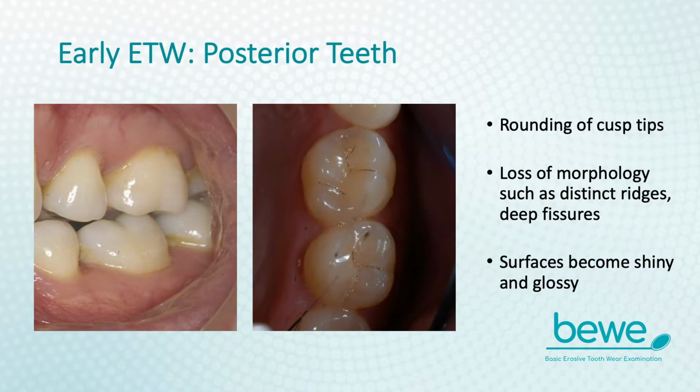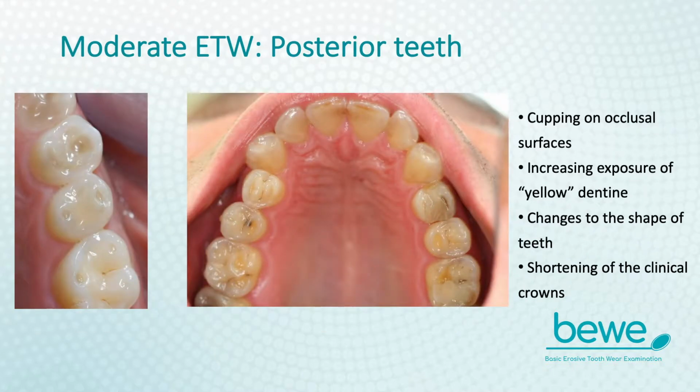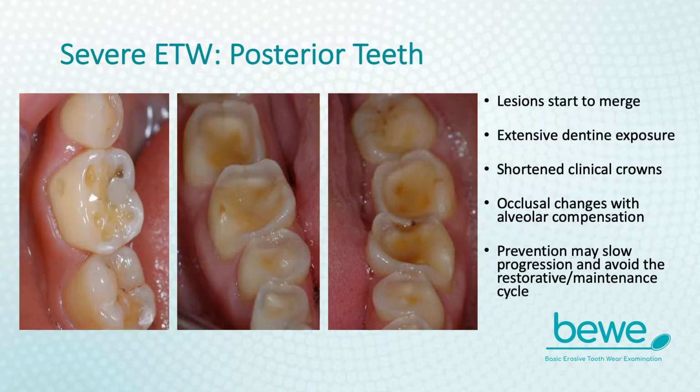Signs of erosive tooth wear on posterior teeth are rounding of the cusp tips, loss of morphology, and surfaces that become shiny and glossy. As it progresses, occlusal cupping and exposure of yellow dentine can happen, as well as changes to the shape and height of teeth. As exposure increases, the wear lesions merge and the dentine becomes exposed, and in severe cases the clinical crowns shorten and the occlusion changes.